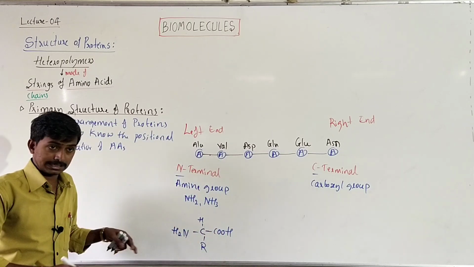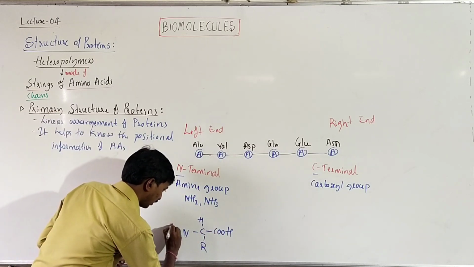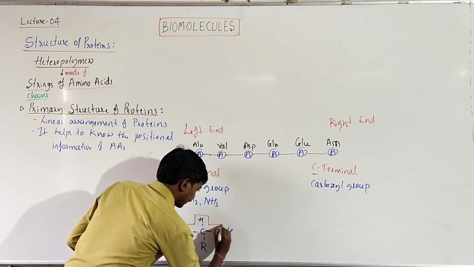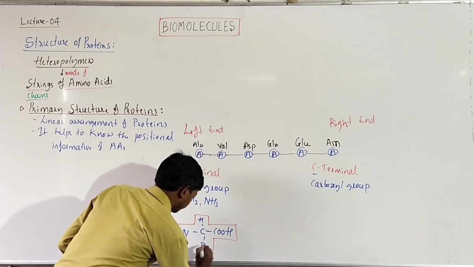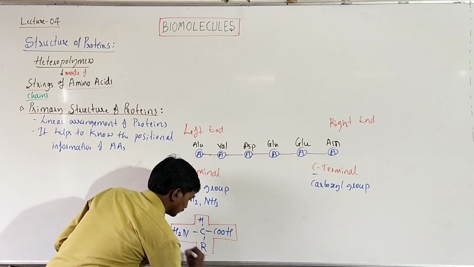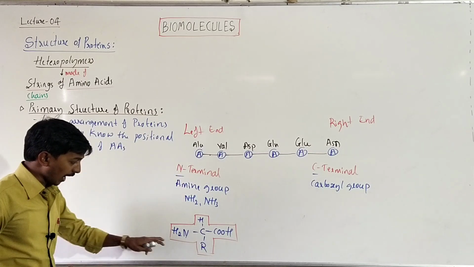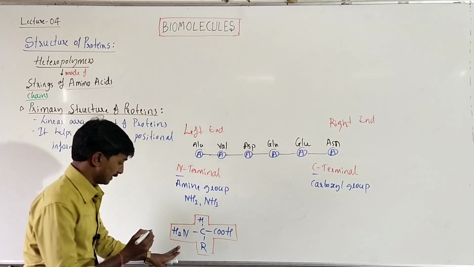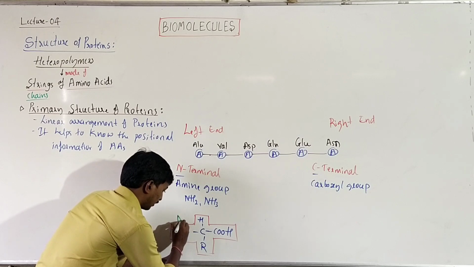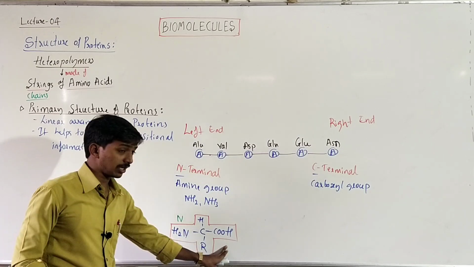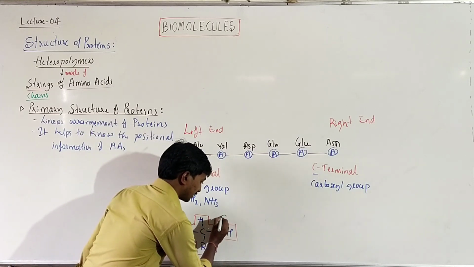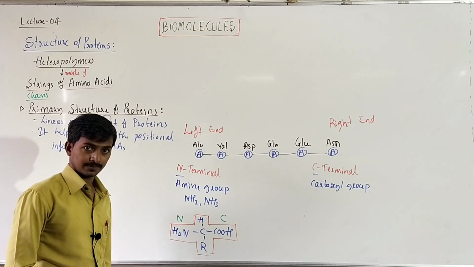This is one amino acid. This is one amino acid, right? So here we have amine group. This is N-terminal. We have carboxyl group. This is C-terminal, carboxyl group.